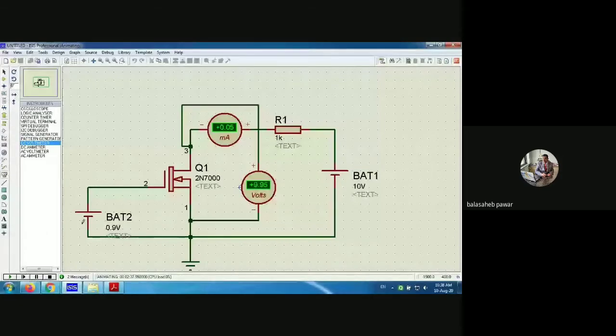Can anybody answer? Infinity. Yes, it was infinite, and that's why the current flowing was 0. That transistor is acting as an open circuit between drain and source, right? That's why the current flowing between drain and source, which is measured using this current meter, was 0.